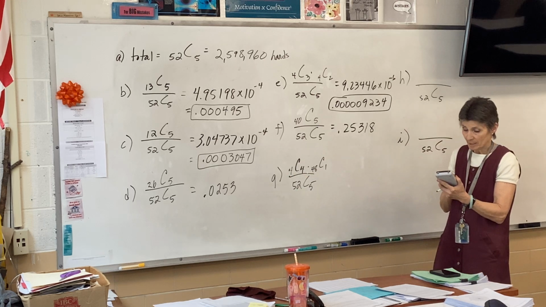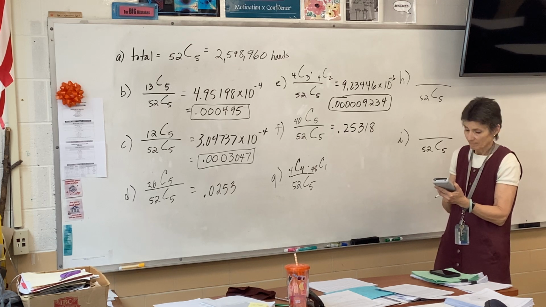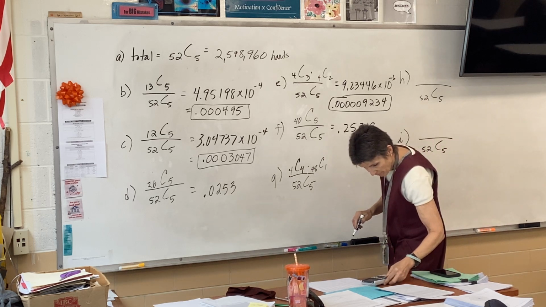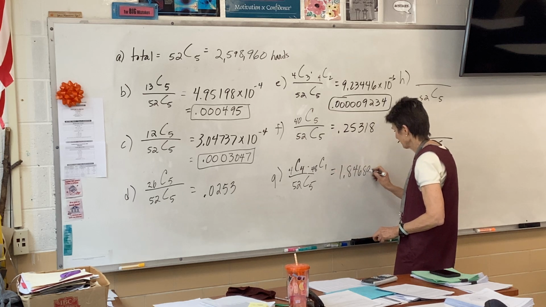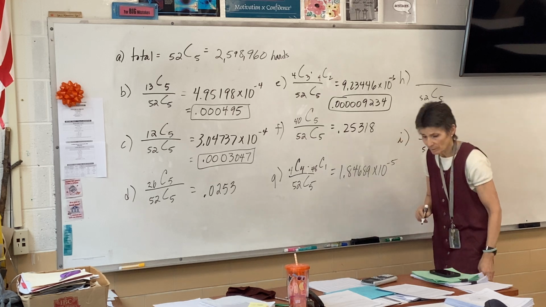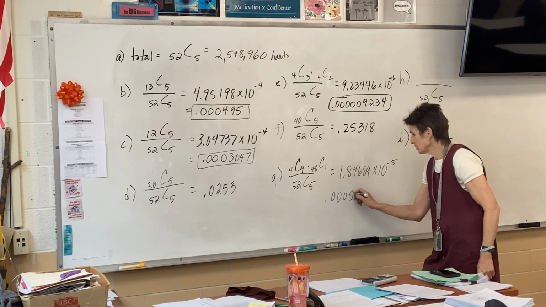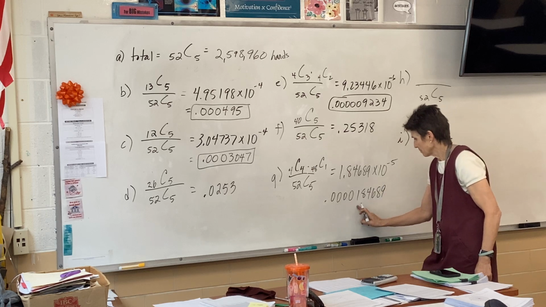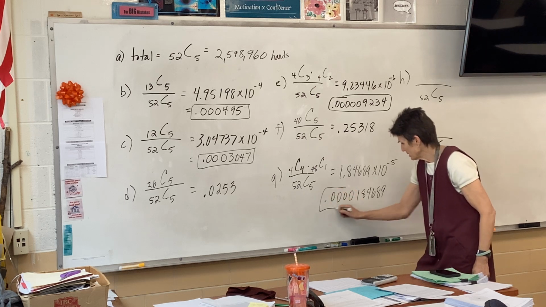There we go. So that one is 1.84689 times 10 to the negative 5th. Another really small number. So 0.000184689. Yep, right there it is.